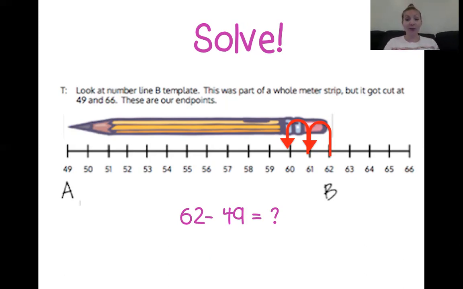I could also use a subtraction sentence like the one you see below. And I could take the total where the pencil ended and the number where the pencil started, and I'm going to subtract to find the difference between those two numbers.